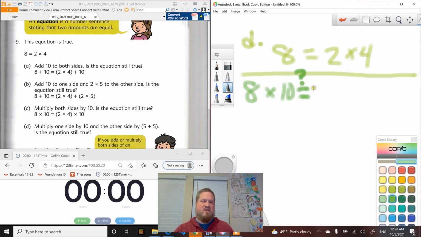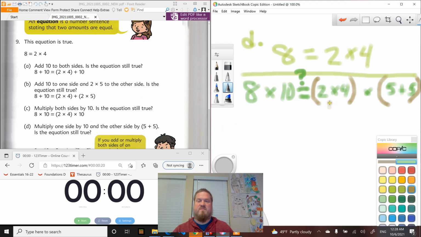8 times 10. Is it equal to 2 times 4 times 5 plus 5? Now tell me if this is right. Is that right? What do I need to do? I need to put this in parentheses and put this in parentheses. Okay.